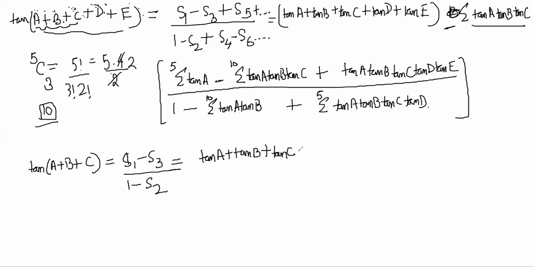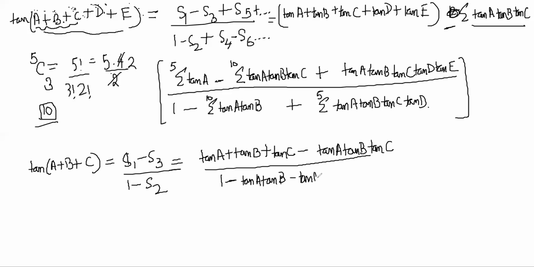S3 is angles taken 3 at a time, so it will just be one term, tan A tan B tan C, because there are only 3 angles. By 1 minus S2, which will be 3 terms taken 2 at a time: 1 minus tan A tan B minus tan B tan C minus tan C tan A. This is the formula for tan of A plus B plus C.